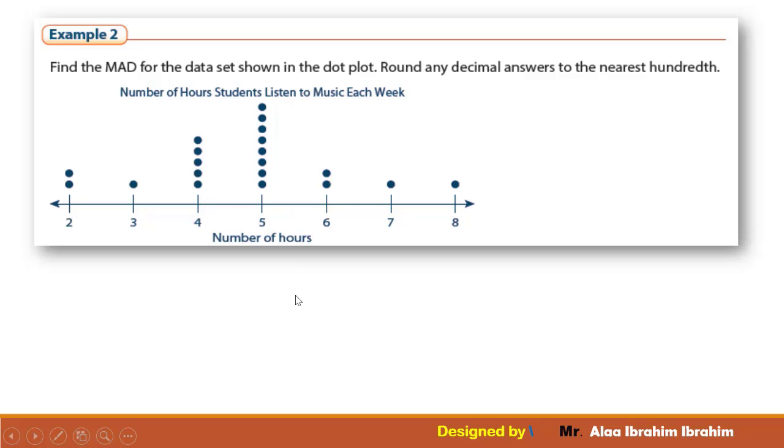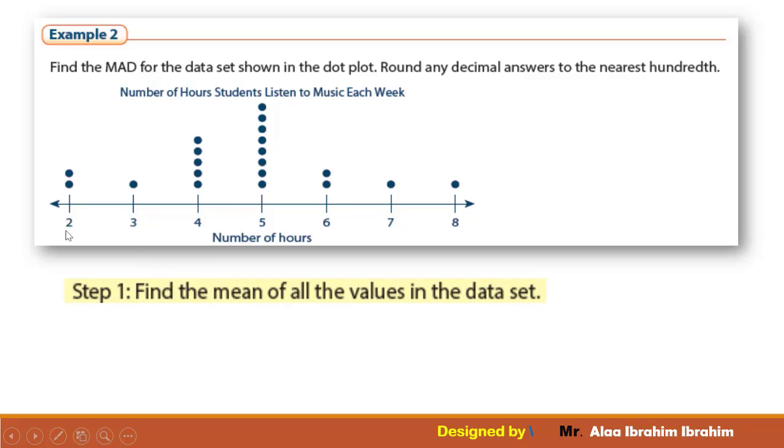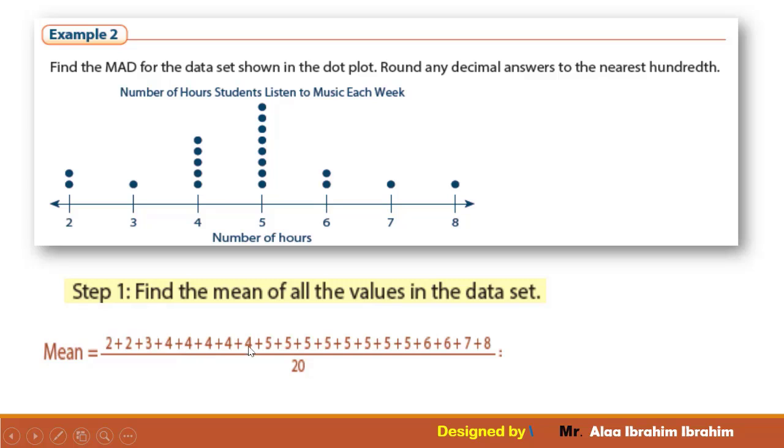So we have to find the mean. So I add all of them: 2, plus 2, plus 3, like the last example, plus 4 five times, plus 5 about 1, 2, 3, 4, 5, 6, 7, 8, so we add 5 eight times, and 6 two times, 7 one time, and 8 one time. If we count all of these values, we find about 20. So this is my value for my mean here, 4.7.